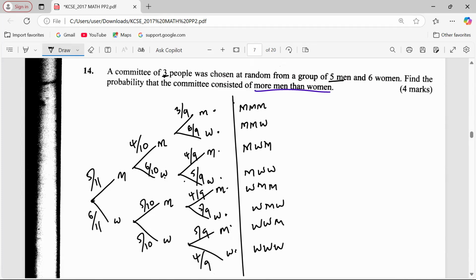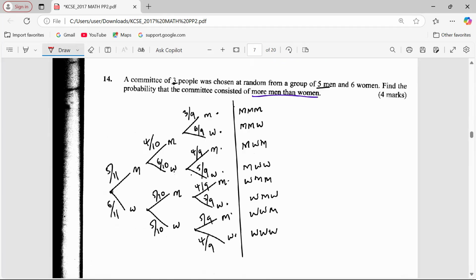Now we are finding the probability that the committee consists of more men than women. So we need more men than women. First, the committee must have men and women. Then the number of men must exceed. So more men than women. That is one case. It's another case. More men than women.